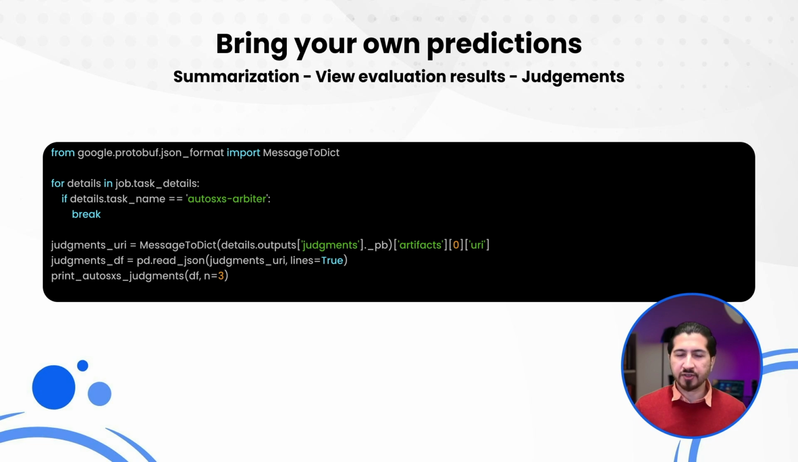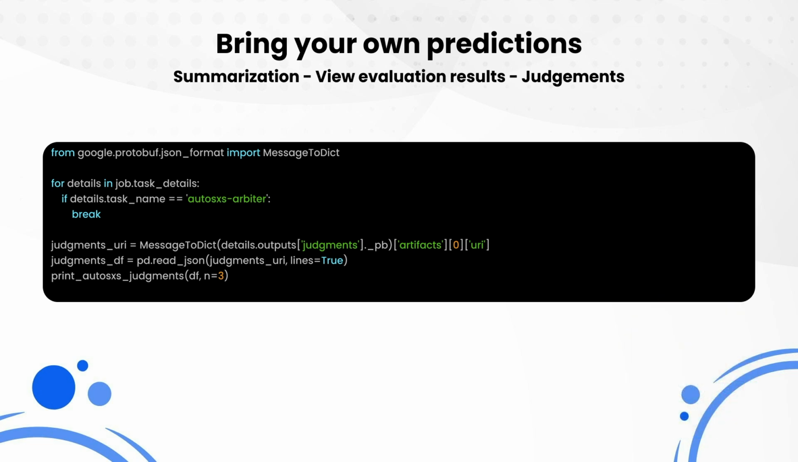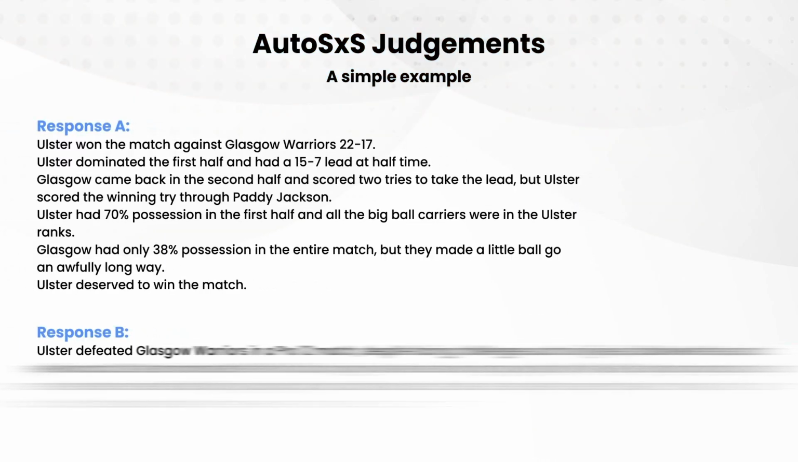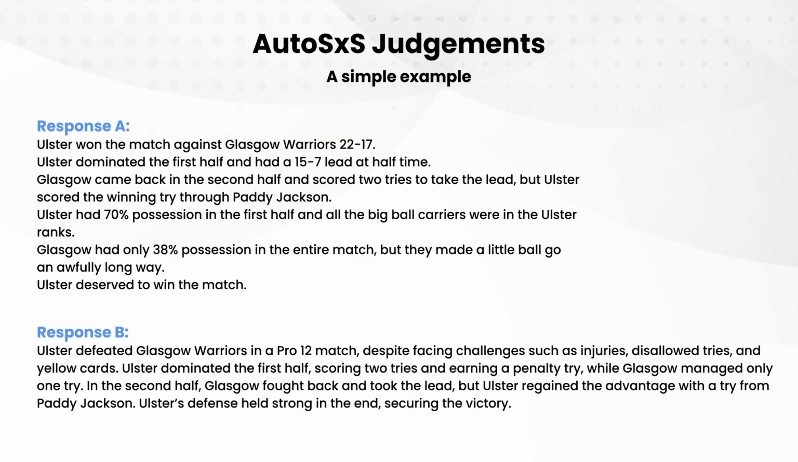AutoSxS generates three primary types of evaluation results: judgments table, aggregated metrics, and aligned metrics if human preference are provided. The judgments table indicates the superior response, and each choice is accompanied by a confidence score, which is a value between 0 and 1. The auto side-by-side judgments include an explanation of each of the autorater's choices.